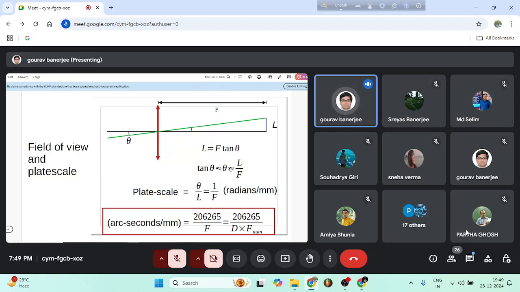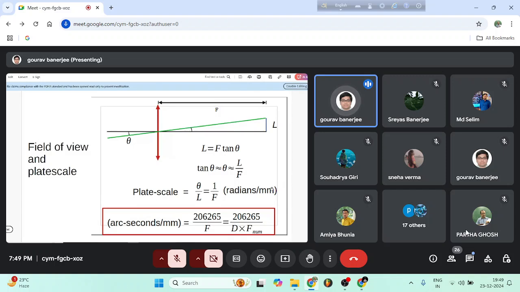So your theta is equal to L over F. But we don't want this format. We want to express it as theta over L. So what is theta over L? Well, we know it's called your plate scale. For a certain field of view, what is the size of your image? And usually if you don't do anything, theta over L will come out in radians per millimeter. Theta is an angle, its unit is radians, and L is a distance, so it's radians per millimeter.